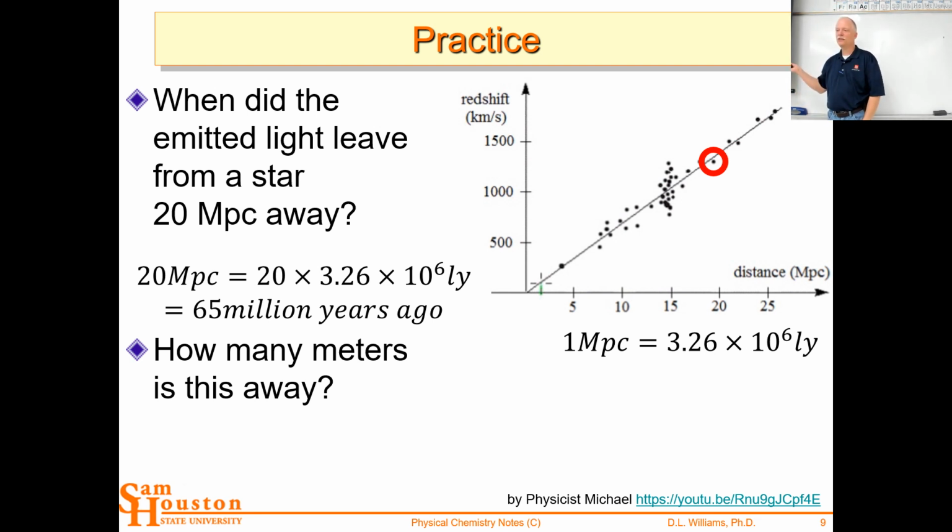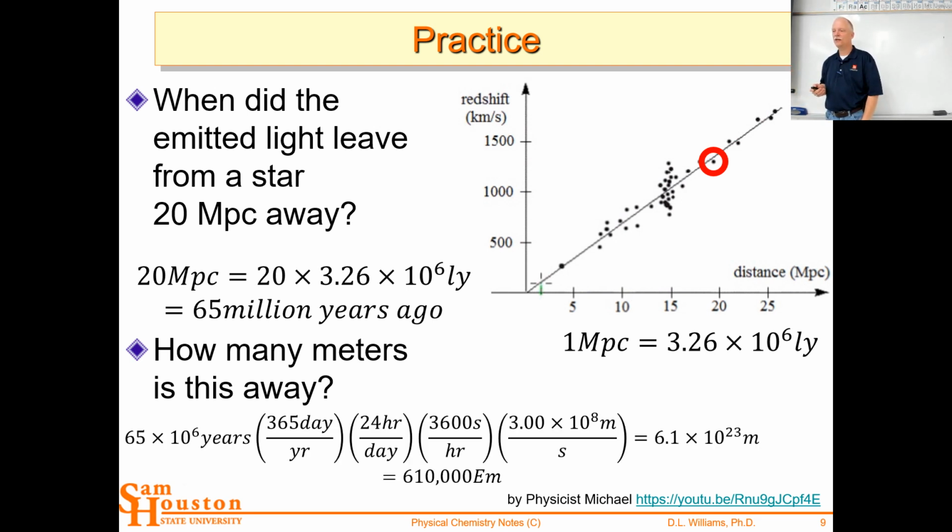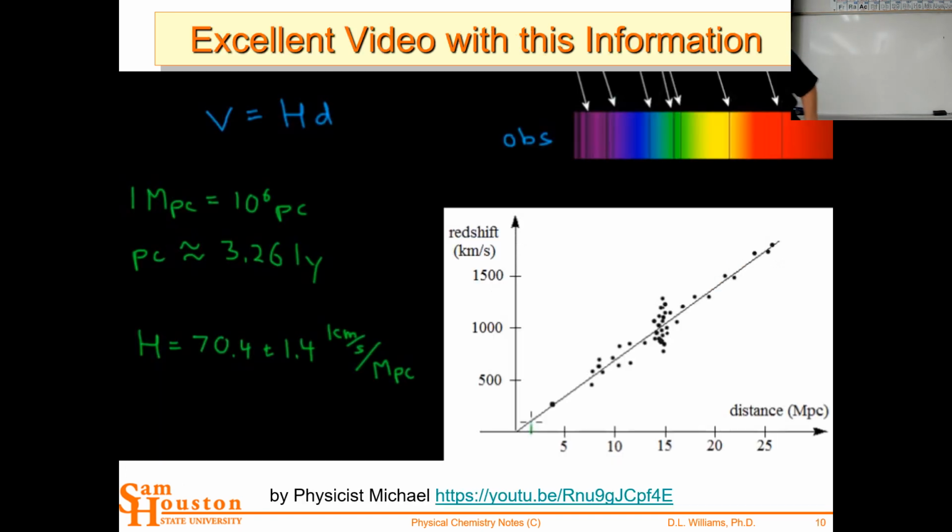So how many meters is this far away, 65 million years ago? You know, you can just take that years and convert it to days and hours and seconds, and then using the speed of light, meters per second, we get 6.1 times 10 to the 23rd meters away. So that's a long way. That's a mole of meters, just coincidentally. I don't know why. It doesn't really have any significance. But so long way.